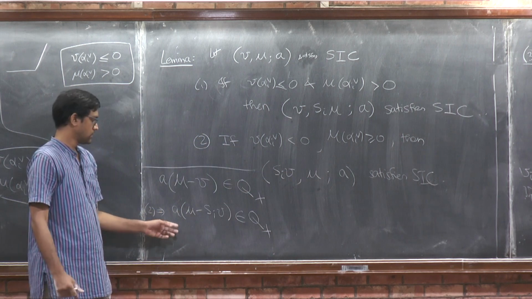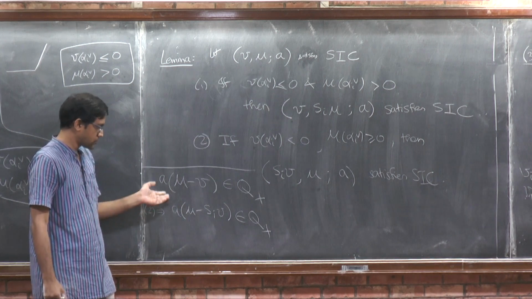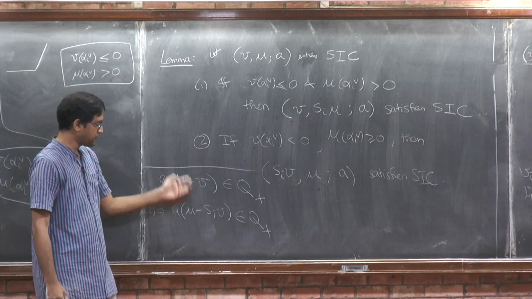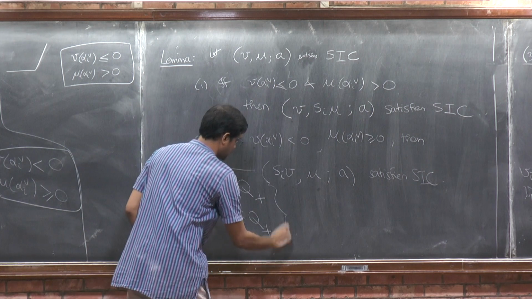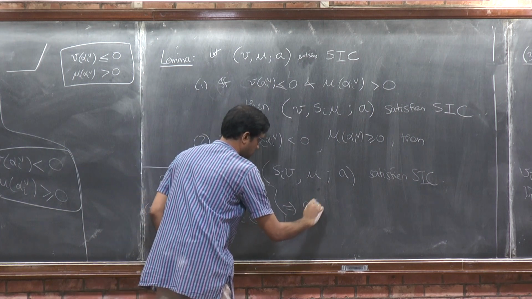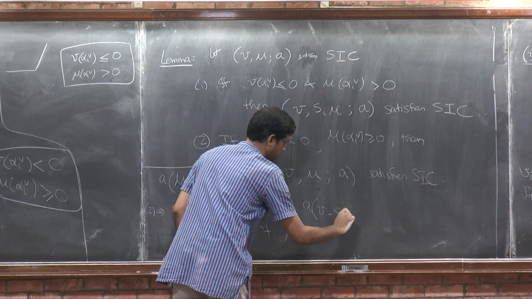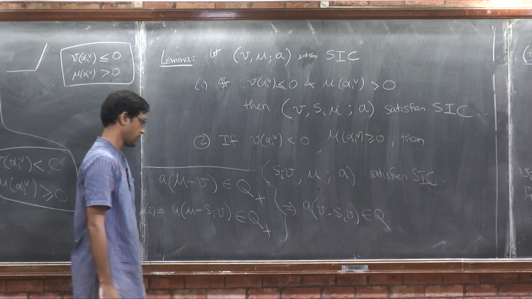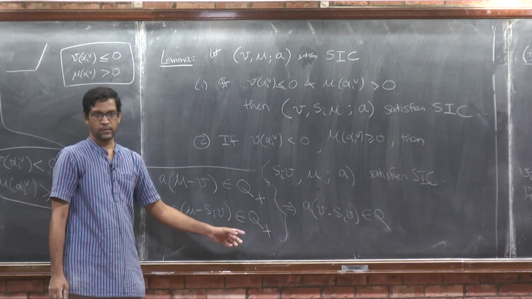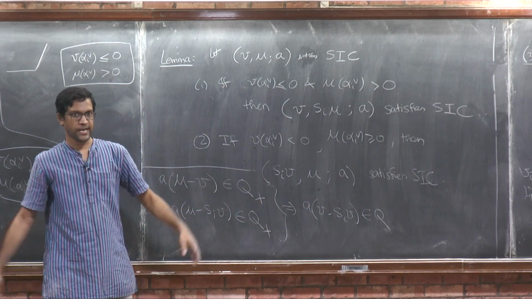Okay. So now I know that both these are true, so their difference must be in Q plus, must be in Q at least. So this means that their difference, which is A times nu minus SI nu, must be in Q. Okay. And that difference is in fact exactly the minimum value.